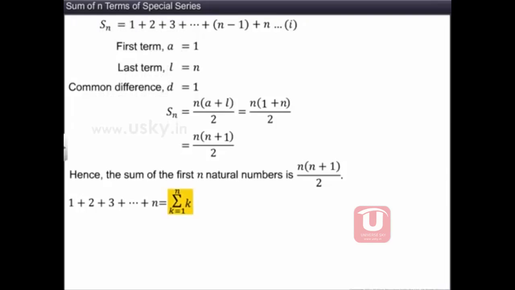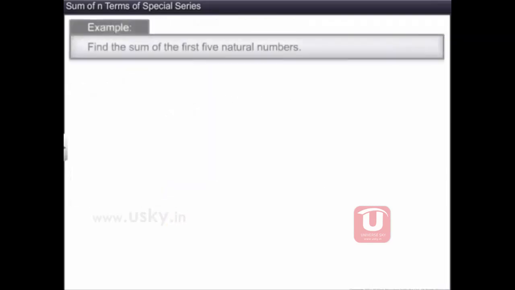We now consider one example. Let's find the sum of the first 5 natural numbers. Let S5 denote the sum of the first 5 natural numbers. Then, by formula, we have S5 is equal to 5 into (5 plus 1) whole divided by 2. This is equal to 15.